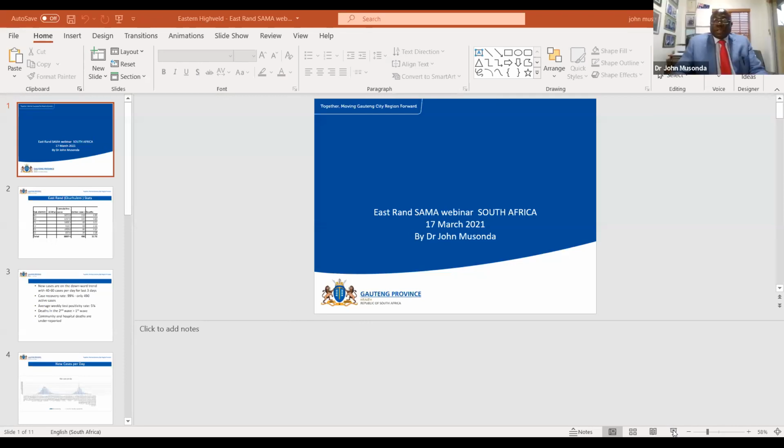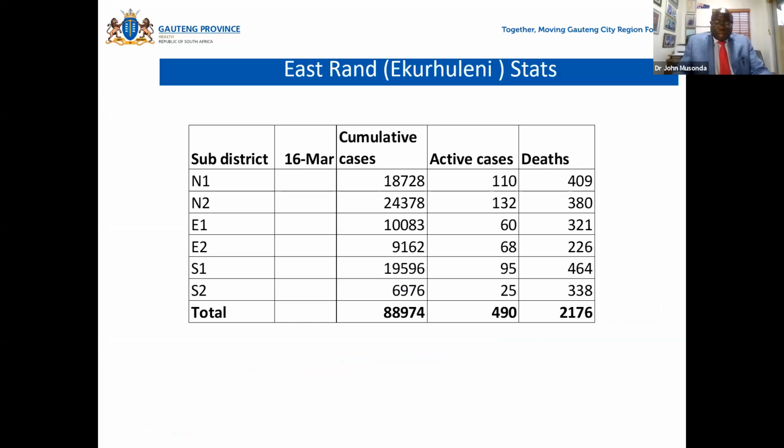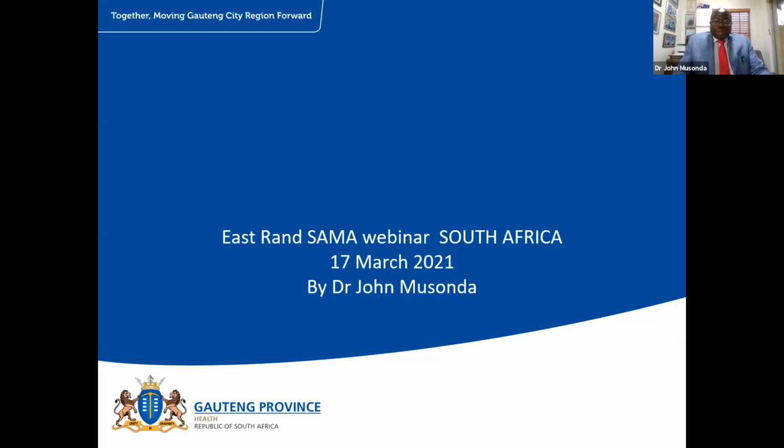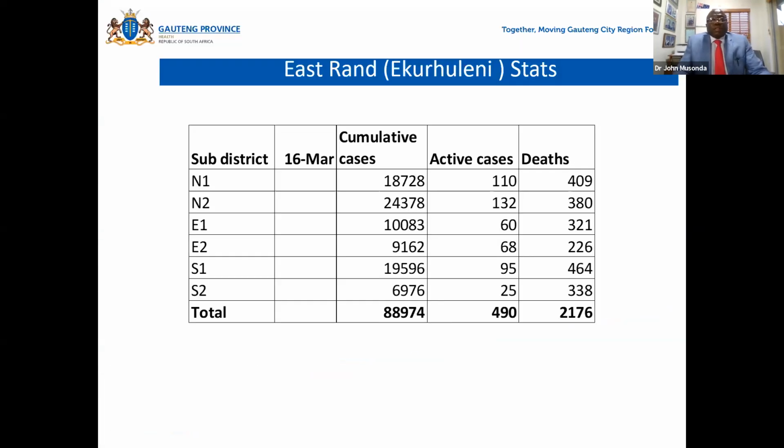Good evening, everybody. Just to keep the discussion in context, I'm going to present something about the East Rand. In the East Rand, also called Ekurhuleni, we've got 6 sub-districts: N1, N2, E1, E2, S1, and S2. And you see that these are the stats from yesterday.